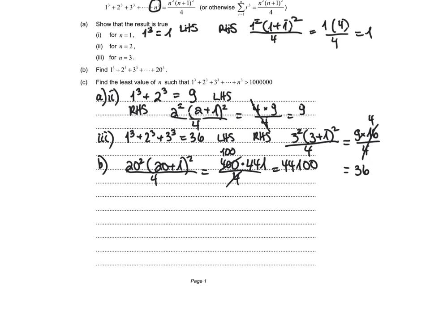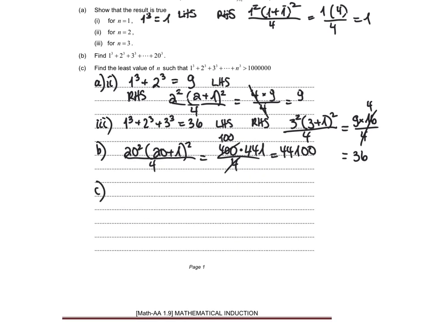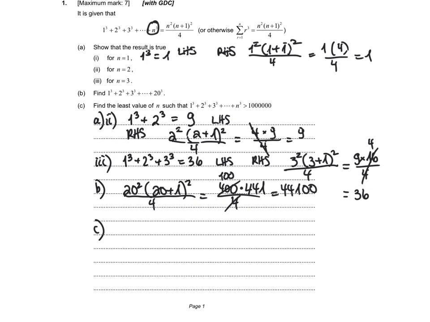All right, and last one, C, find the least value of n such that, okay, so we need to put this side into our calculator, and we can maybe do it with nsolve, and we need to put in 1 million. So when you substitute that in nsolve, you get that n is 44.2. So if you want the term that is greater than that, it needs to be the next term, 45.